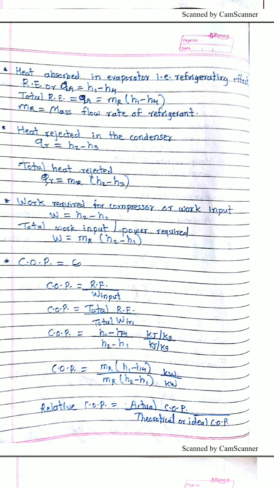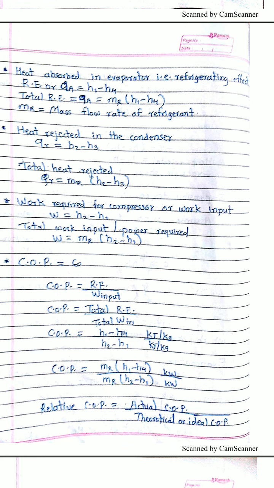How can we calculate the work input? For that purpose, first we have to calculate the heat rejected. So QR is equal to the heat rejected in the condenser, and in the condenser QR is equal to H2 minus H3. If the mass flow rate is given, QR is equal to MR into (H2 minus H3).